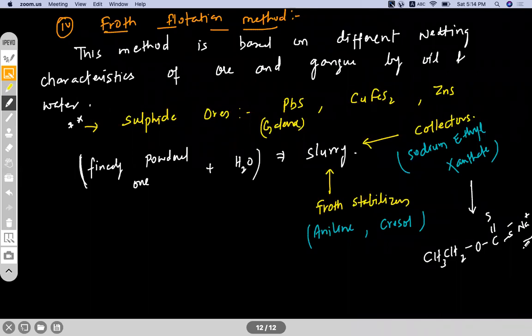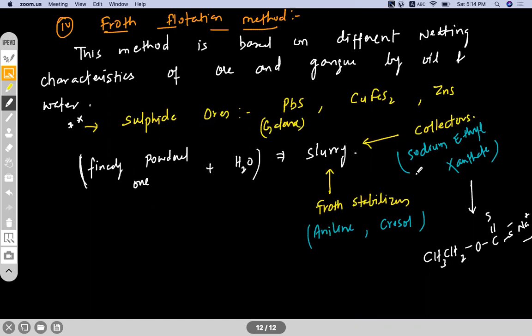I'll show you the diagram also for this, the picture that we have. So what we use as the froth stabilizers, you also copy down like this only, in notation, because if you're going to write line by line, it will take a lot of time. Froth stabilizers is this. We use an example, aniline and cresol.